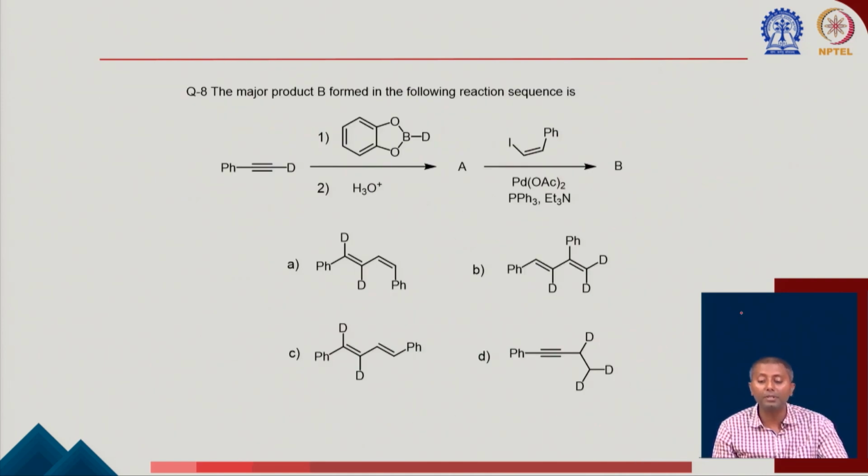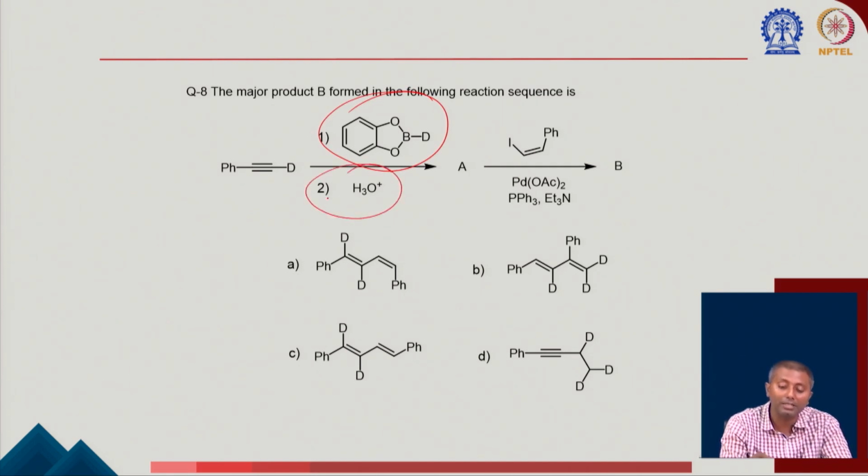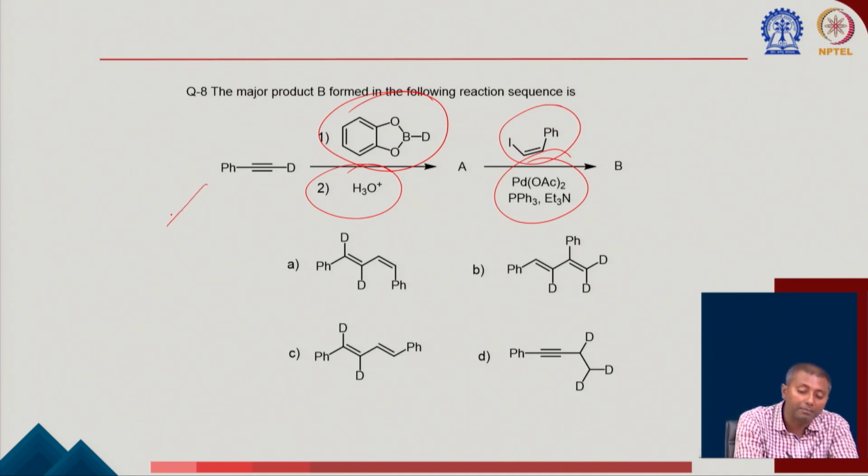The major product B formed in the following reaction sequence. What is going to be the product B here? Again, we can see the first thing is a hydroboration, treated with H3O plus, and then you are going for a reaction with the vinyl iodide we just mentioned. So let's go for the first reaction. What is happening here? Again, although this is unsymmetrical, due to the steric region here, the boron will be approaching from this side and the hydrogen from this side. So you will be getting a syn addition here.